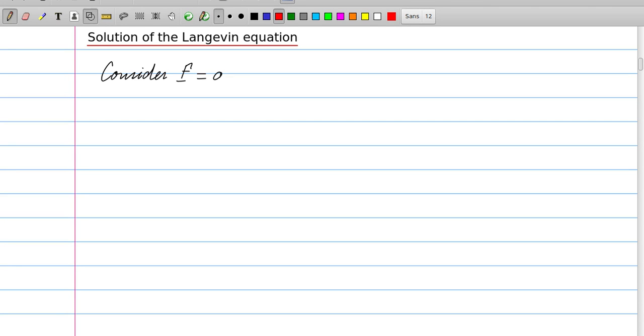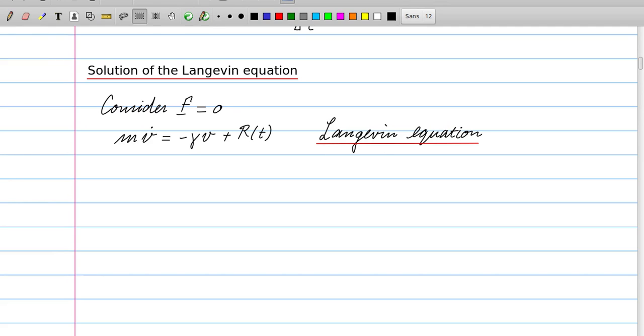Next we turn to the solution of the Langevin equation. In general that solution is difficult to find, but in the case where the systematic force is equal to 0, we can make some statements about the solution. So that's the case we will be in now, and the Langevin equation then reads as follows. We have m v dot is minus gamma v, that's the drag force, plus r, which depends on t and is a random force. This equation is called the Langevin equation.